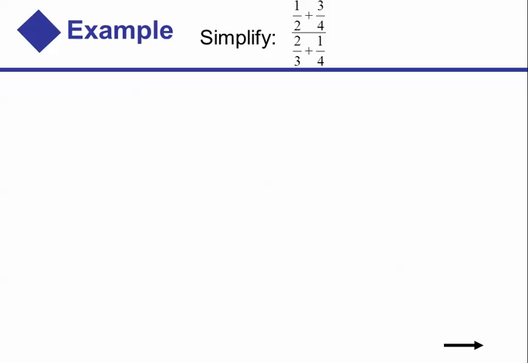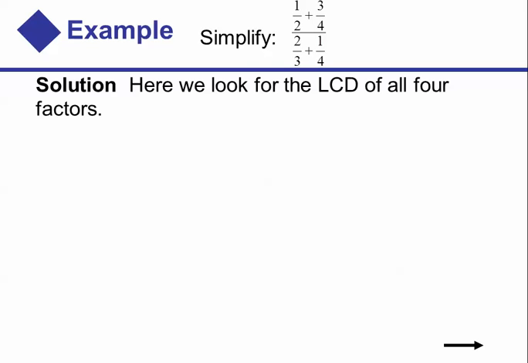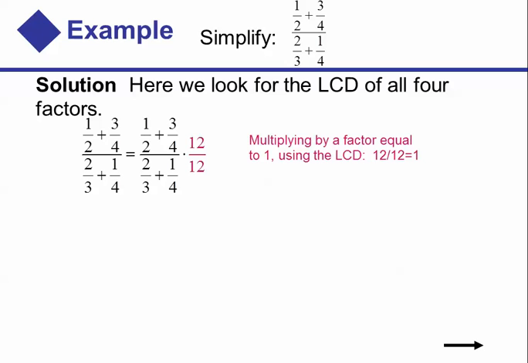Okay, we're going to simplify 1/2 plus 3/4 over 2/3 plus 1/4. So we'll look at those and we'll see 2, 4, 3, and 4 are my denominators. So my LCD is 12. So I'm going to multiply everything by 12.